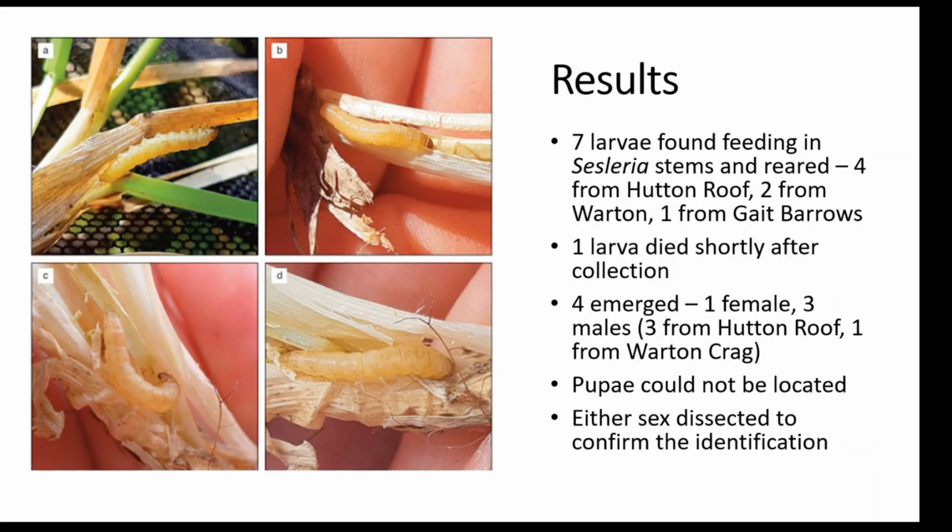So we did find larvae at these three sites, and they're this sort of creamy yellow colour, brown legs, dark spiracles, dark head, don't vary very much. We found 7 in total. Found 4 at Hutton Roof, 2 at Wharton Crag, and 1 at Gait Barrows. I reared them through, just to be certain that we had found what we were looking for, and 4 emerged, 1 female and 3 males. And I dissected them just to make sure, seeing as the larvae had never been found in the UK before.